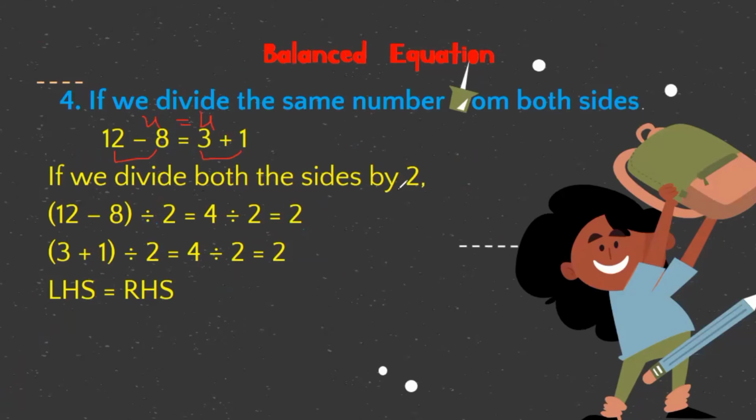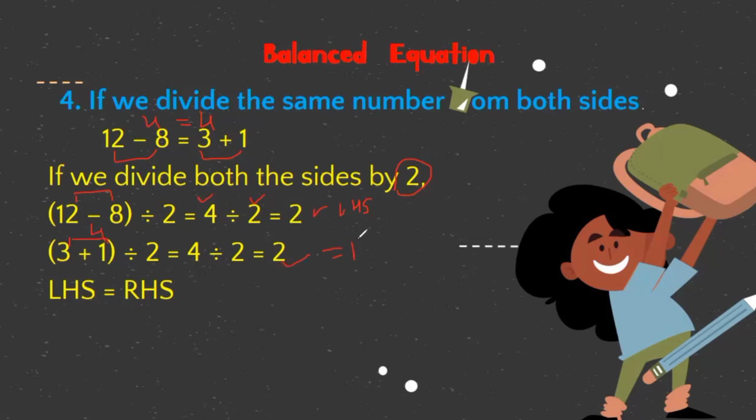Now we need to divide both sides by 2. 12 minus 8 is the left hand side, divided by 2. 12 minus 8 will be 4, and 4 divided by 2 will be 2. This is the left hand side. And the right hand side is 3 plus 1, so 3 plus 1 is 4, and 4 divided by 2 will be 2. This is the right hand side.